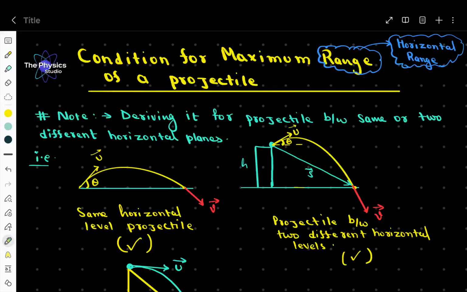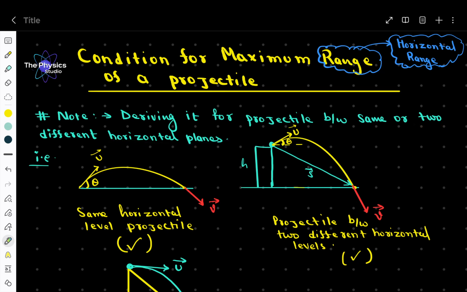In this video we are going to derive the condition for maximum range of a projectile. With range, of course, I mean horizontal range, and note that we will be deriving it for projectiles between two points on the same horizontal plane or between two different horizontal planes.